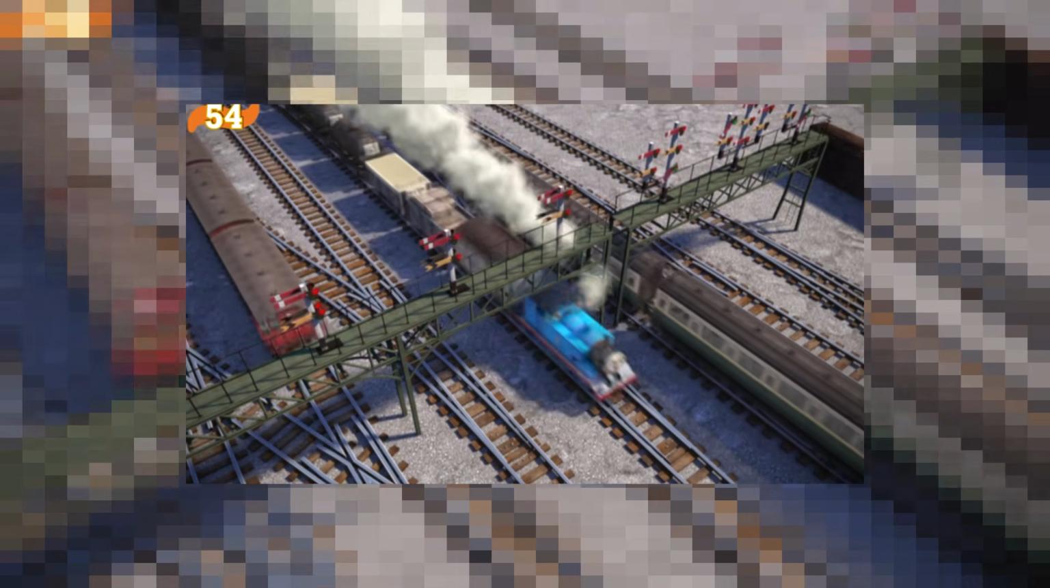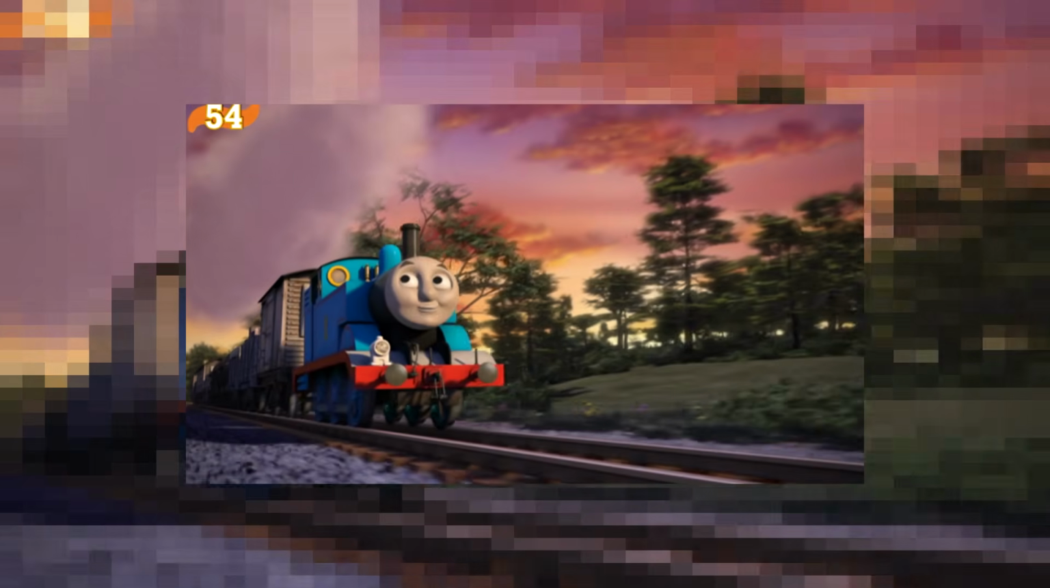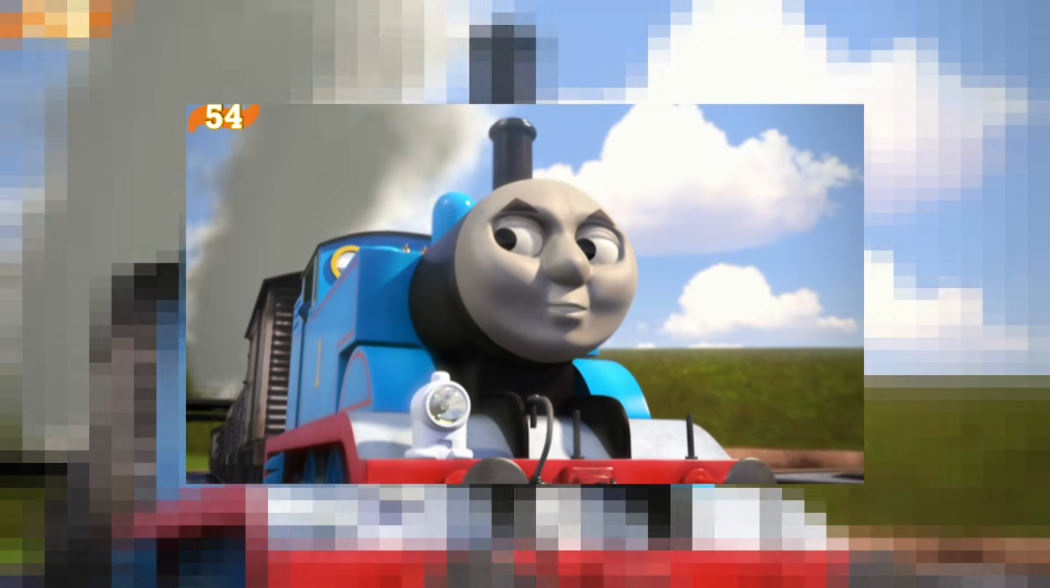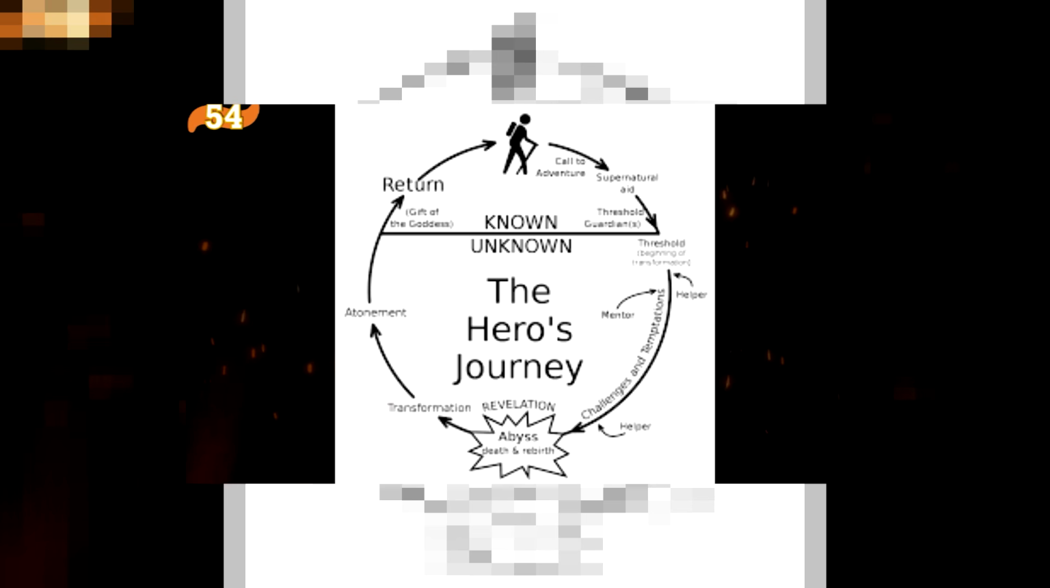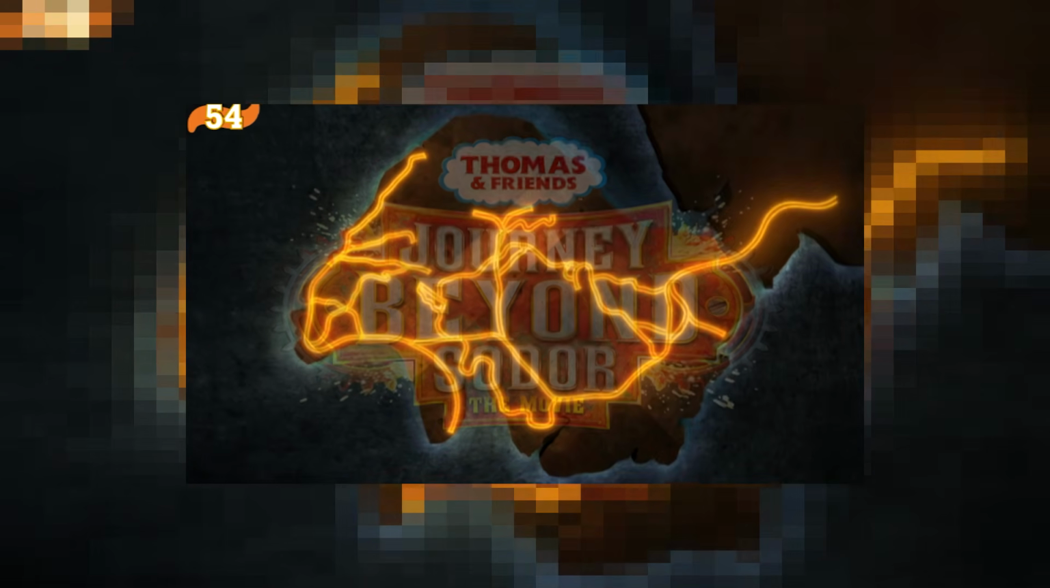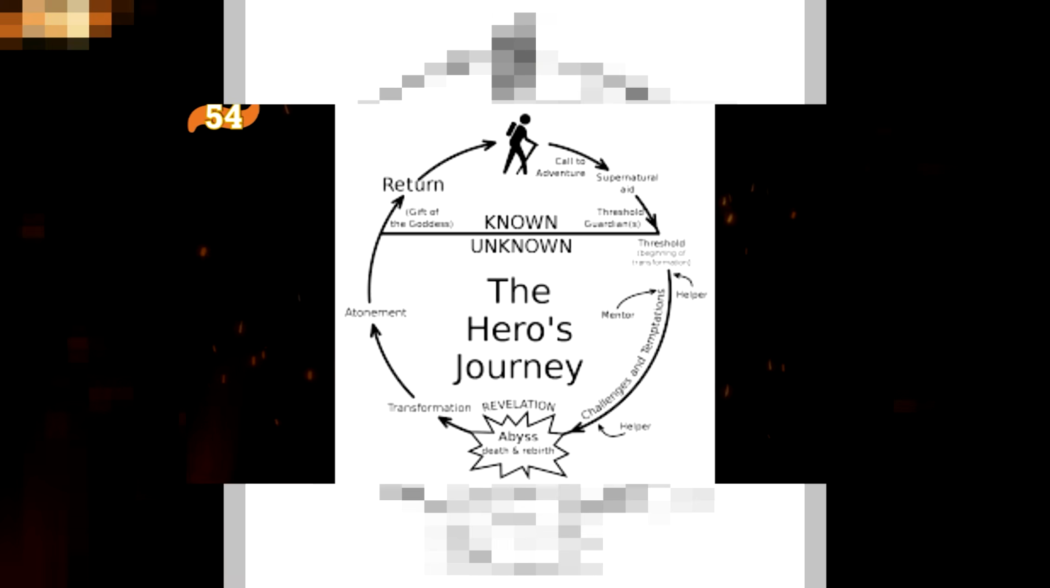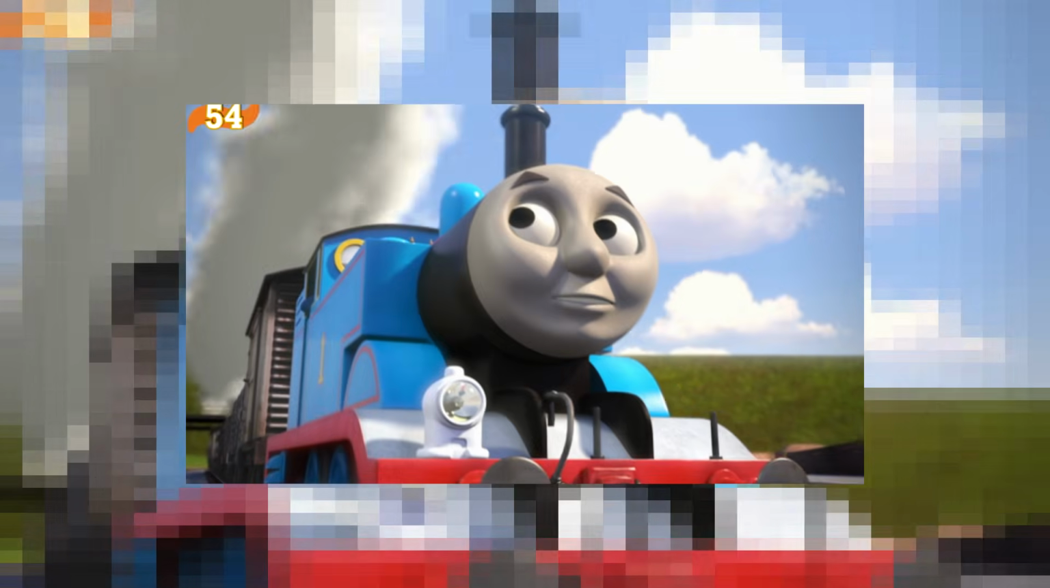One thing I love about Journey Beyond Sodor is how much of an adventure this movie feels. Out of all the Thomas movies, this is the one that really feels like we're going on an exciting adventure into the unknown world. The mainland represents the unknown world in the hero's journey. Hell, even the title of the movie, Journey Beyond Sodor, references the hero's journey that Thomas takes in the movie.